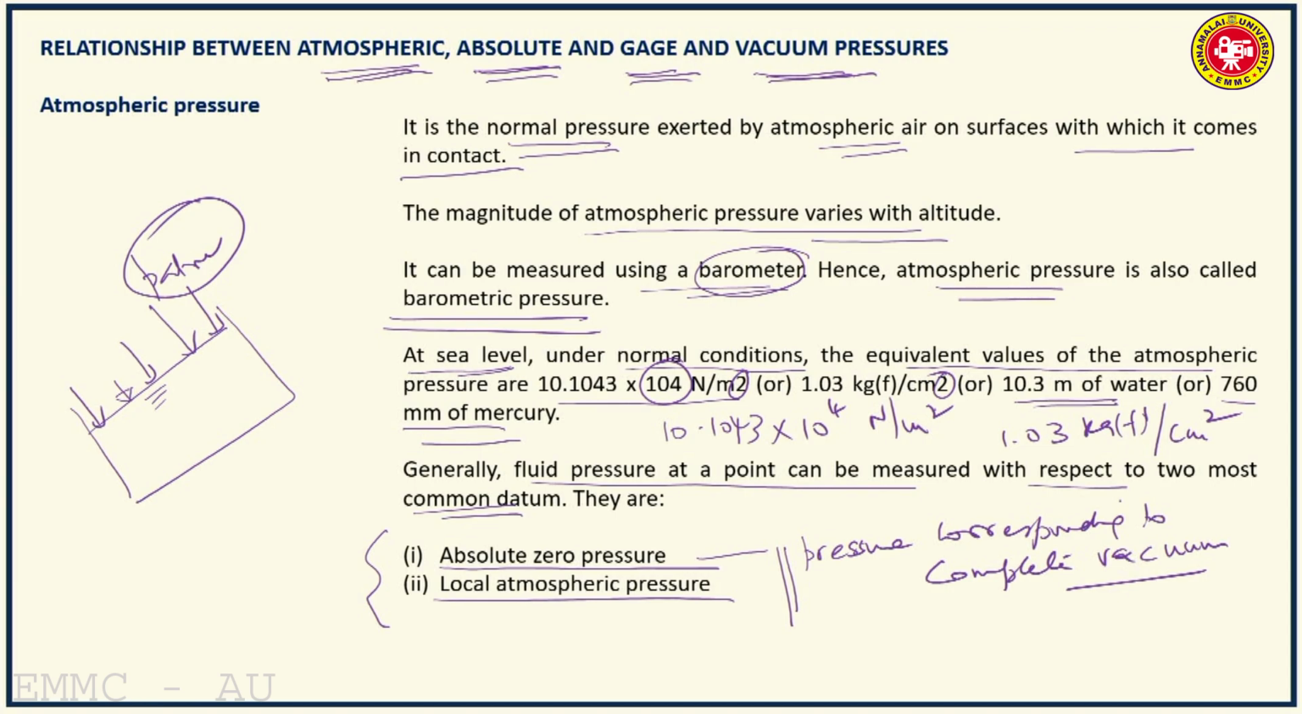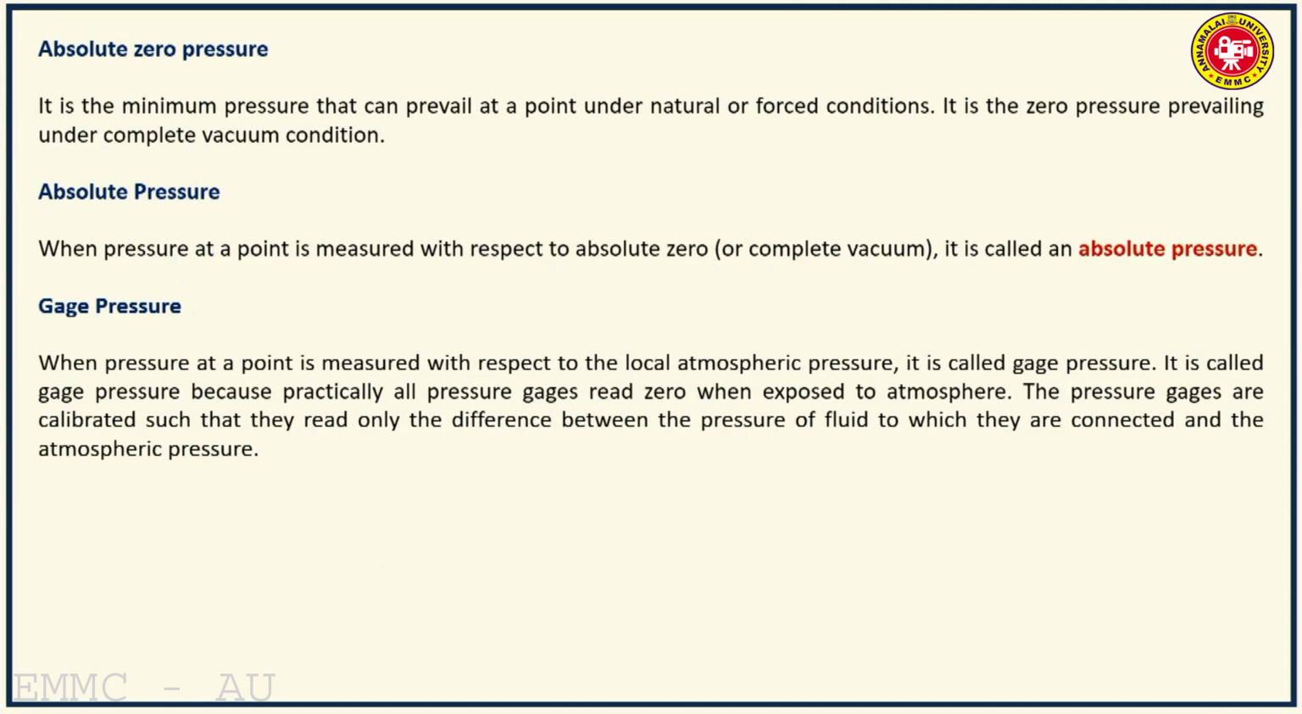Or you can code the pressure with respect to local atmospheric pressure. That is, you can treat the atmospheric pressure as 0. That is convenient. So normally you can code the pressure at a point whether it is below atmospheric or above atmospheric. Absolute zero pressure, as I mentioned earlier, is the bare minimum pressure that can prevail at a point under natural or forced conditions. It is the zero pressure prevailing under complete vacuum.